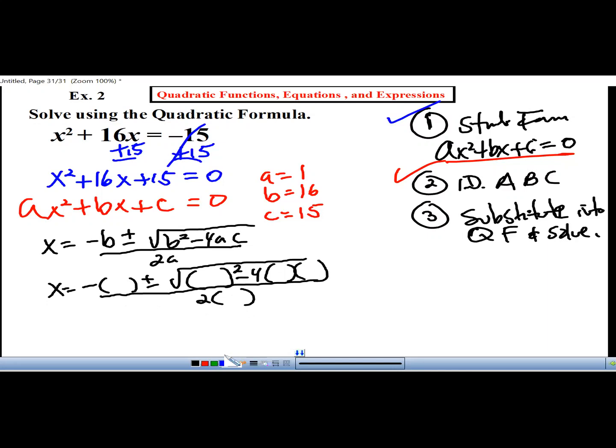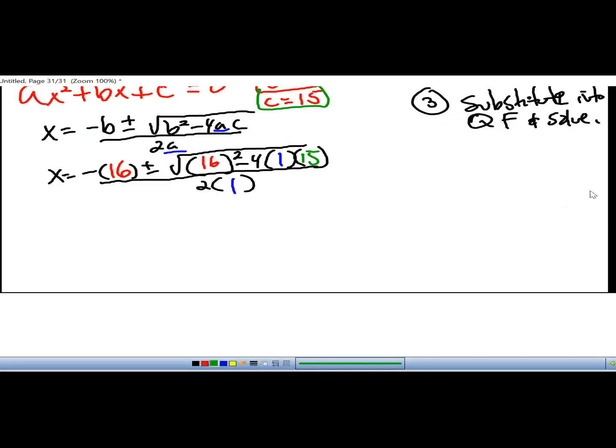All right, let's substitute. Let's start with 1, because that's A. Where's A in our quadratic formula? Next to 4, next to 2. So 1 goes here, 1 goes there. B, I'm going to do that in red. It's 16. That's at the beginning and inside with a square. So 16 and 16. And what is C in green? C is 15. That's at the end after A. We already substituted. Now we just simplify and solve.